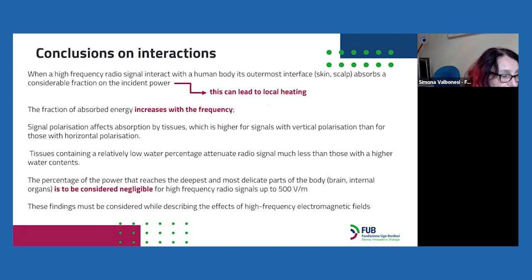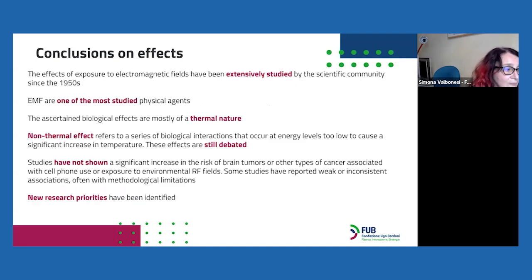The percentage of power reaching the deepest and most delicate parts of the body, like brain, internal organs, liver, is to be considered negligible for high-frequency radio signals up to 500 watts per square meter. And all these findings must be considered while describing the effects of high-frequency electromagnetic fields.